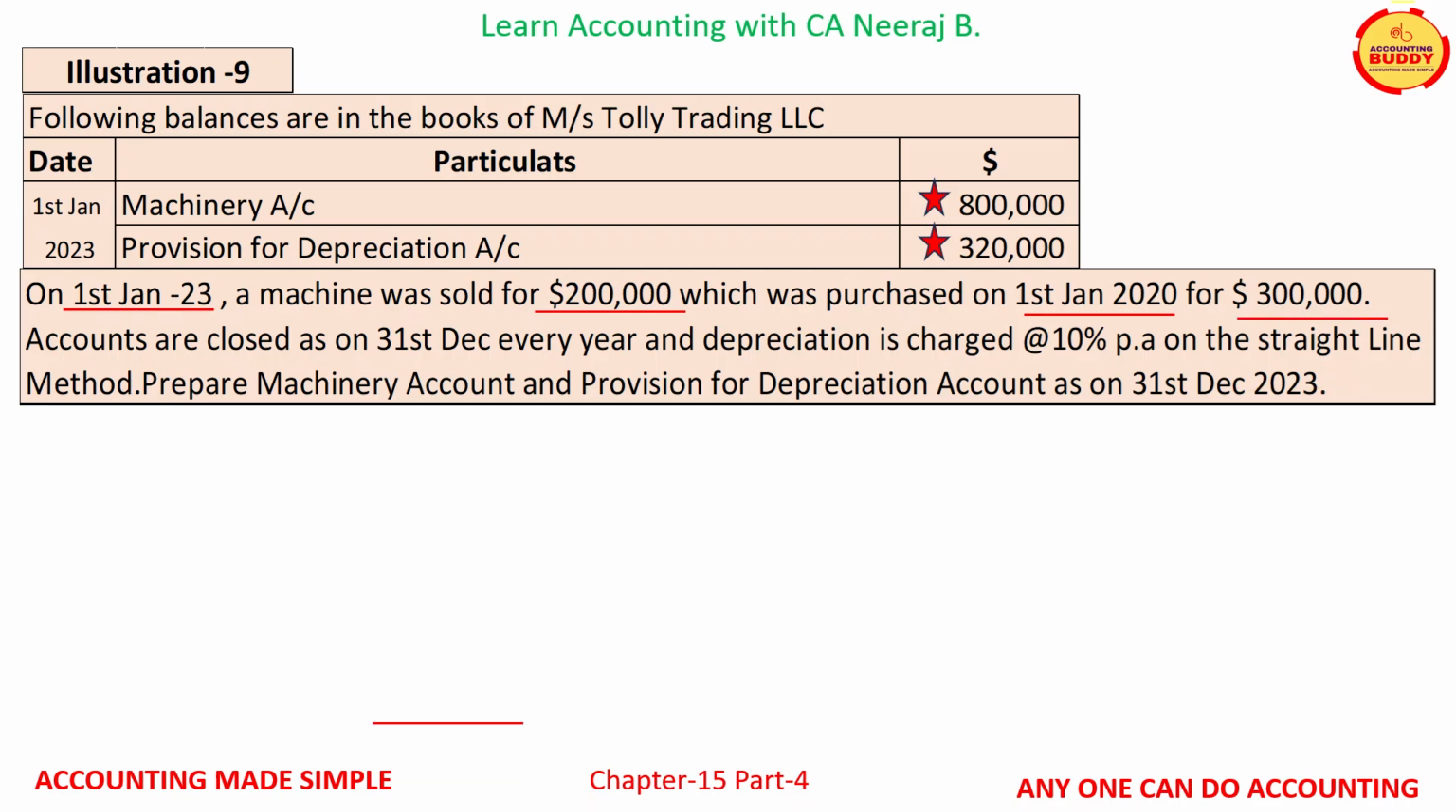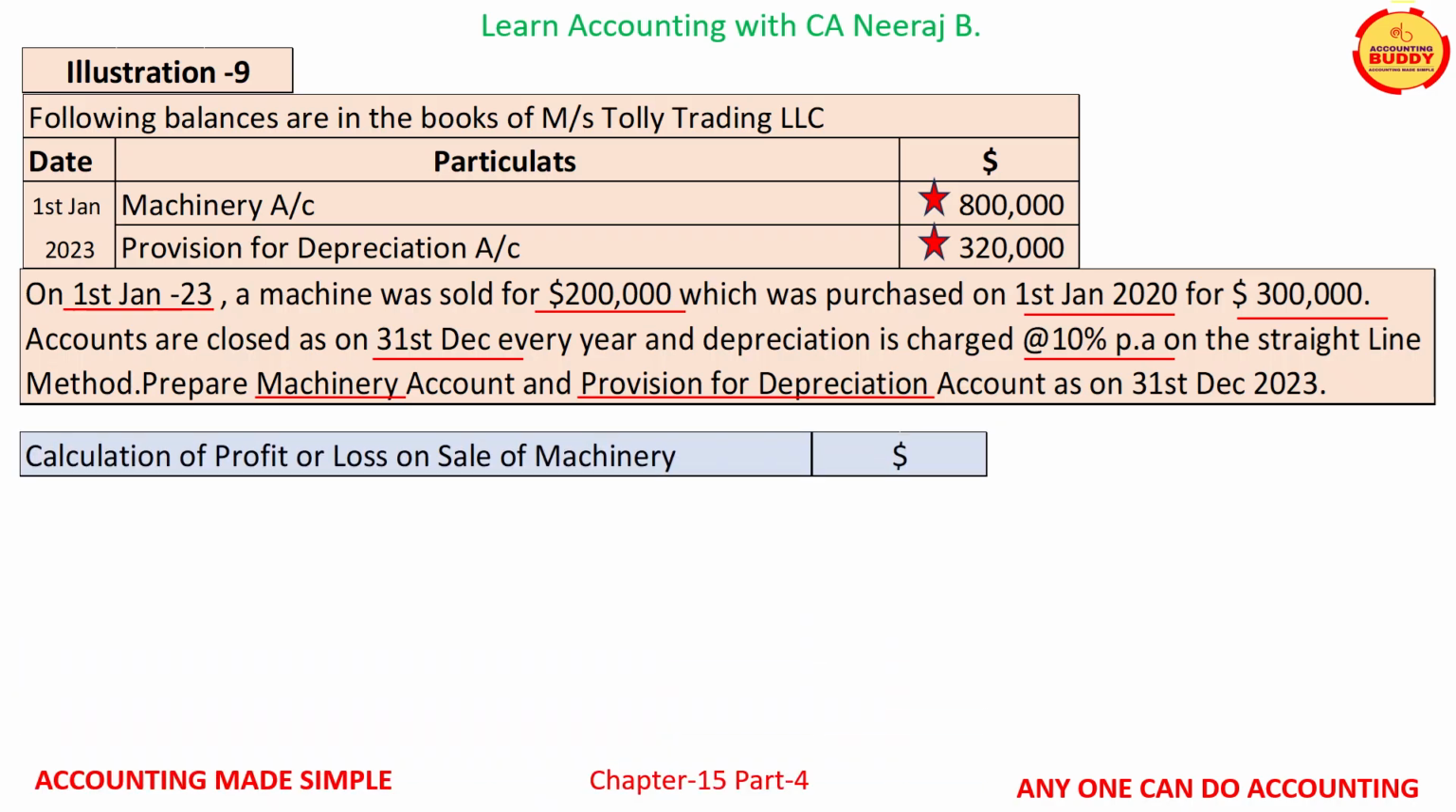Accounts are closed as on 31st December every year, and the depreciation is charged at the rate of 10% per annum on the straight line method. Prepare machinery account and provision for depreciation account as on 31st December 2023. Let us first calculate the profit or loss on sale of machinery.